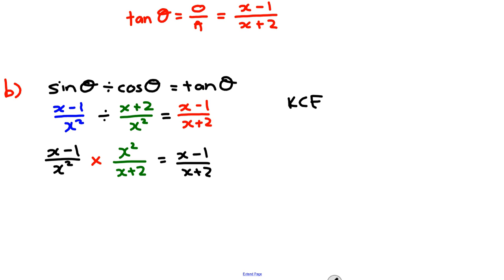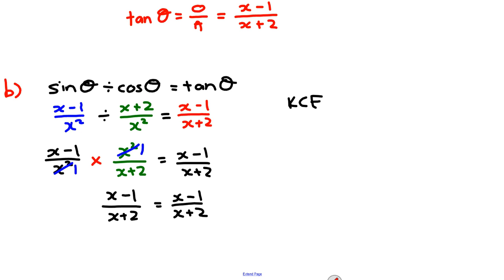Now, let's see, can we do any cancelling down? So we can actually cancel down on the left-hand side of the equation. We can cancel down x squared and x squared, and notice it just becomes 1 and 1. Then we can multiply the numerators and multiply the denominators, because we can't cancel anything else down. X minus 1 times 1 is just x minus 1. 1 times x plus 2 is still just x plus 2, equals x minus 1 over x plus 2.